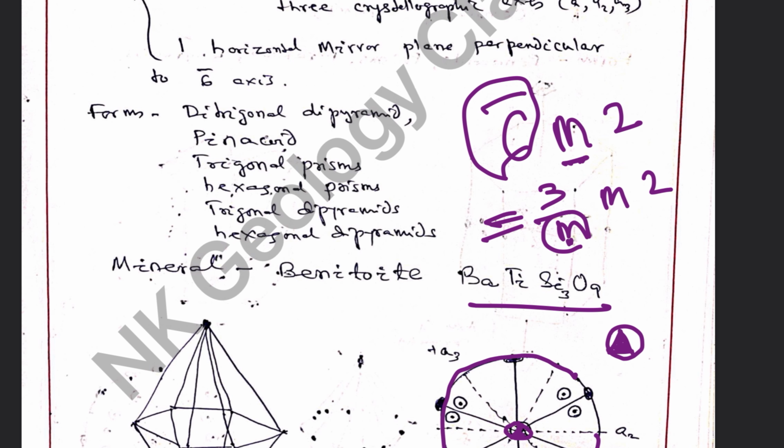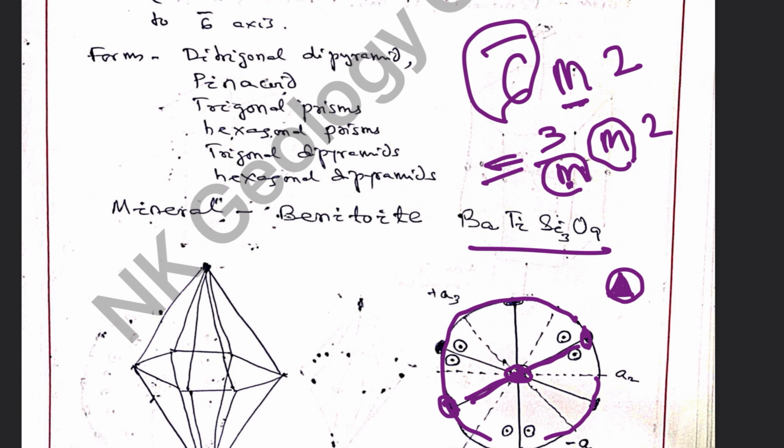This is the axis perpendicular to the 6-fold rotoinversion axis. This plane is perpendicular to the 6-fold rotoinversion axis. These are the three mirror planes, three mirror planes and three axes of 2-fold symmetry. So these are the three axes of 2-fold symmetry containing the mirror planes.